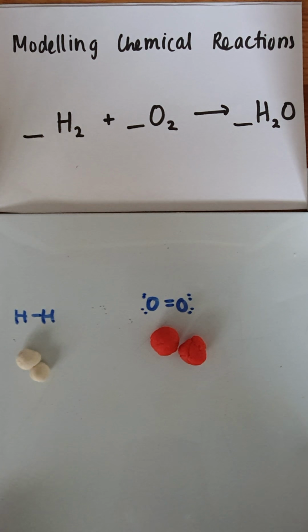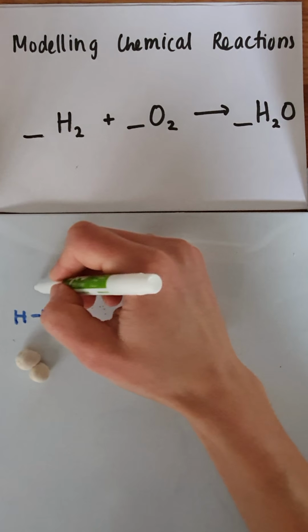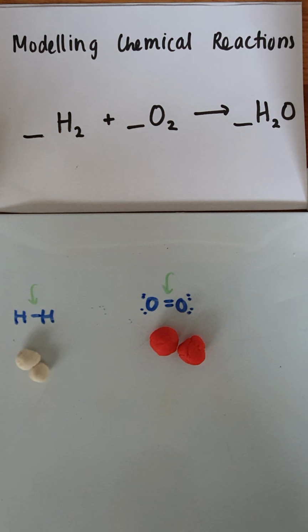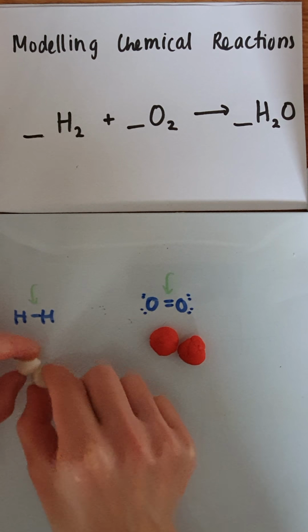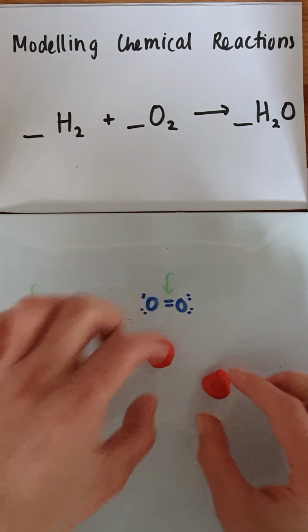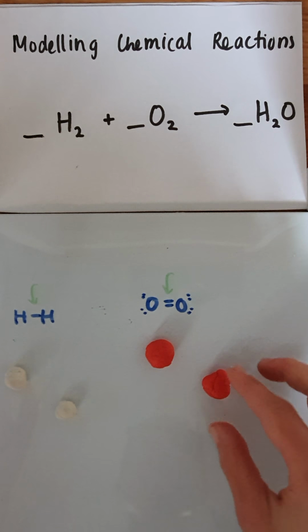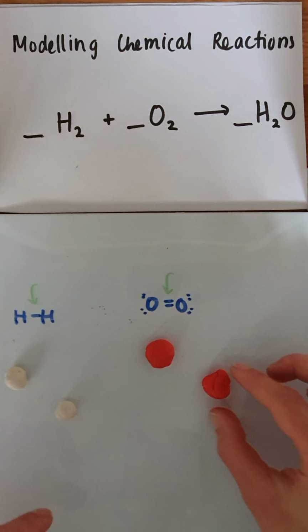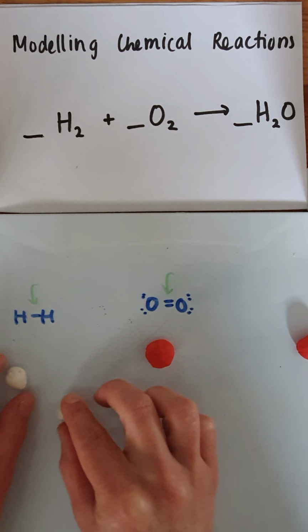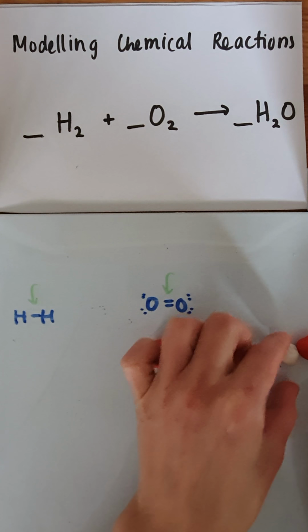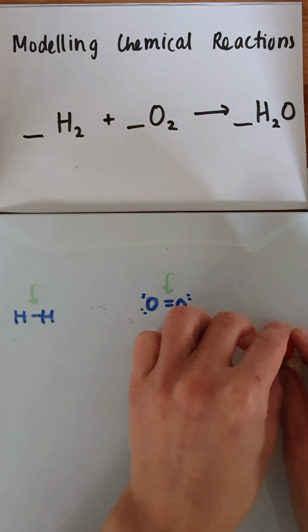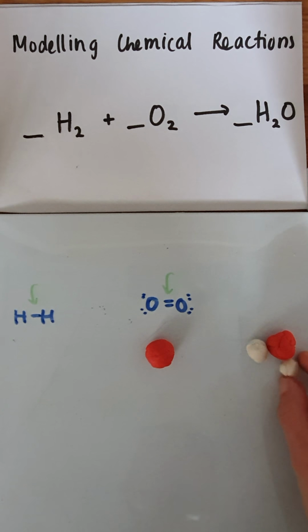Now we're just going to break those bonds and produce some water. We break these covalent bonds when chemical reactions take place. You've already watched that video at the beginning of the class. So I'm going to break these covalent bonds, and as I do that, I'm simply going to form the products. I've got one oxygen atom here and two hydrogens, and that is going to form a water molecule.